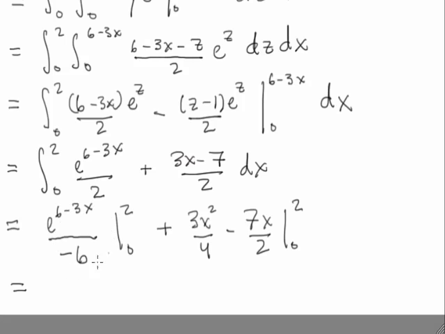So this first term gives me an e to the 6th minus 1 over 6, and this term gives me, when I plug in x equals 2, I get 4 over 4 here, so I just get plus 3, and then when I plug in 0, I get 0, and then here I get minus 7 halves times 2 is minus 7. And in the end, I end up with e to the 6th minus 1 over 6, and then this becomes a minus 4.